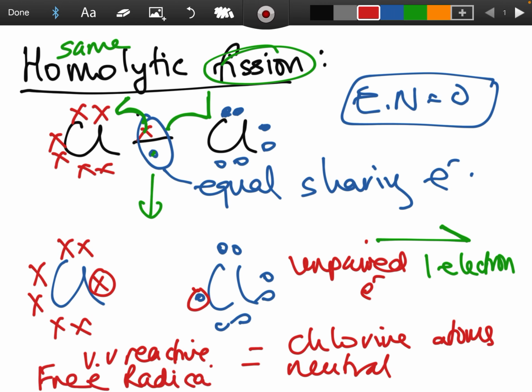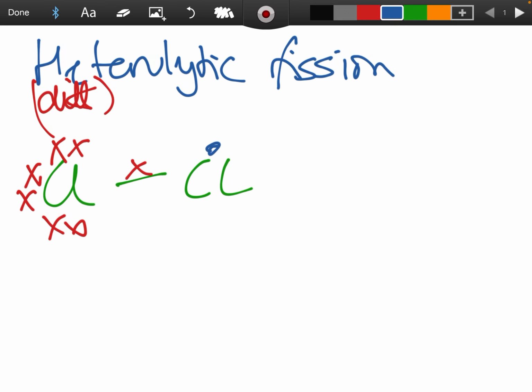And what about heterolytic fission? Hetero implies different. So same situation again. I'm just going to redraw my chlorine molecule, 1, 2, 3, 4, 5, 6, 7, and the other chlorine atom has 1, 2, 3, 4, 5, 6, 7. Now, if I go to break this, and say, for instance, this chlorine atom receives both.